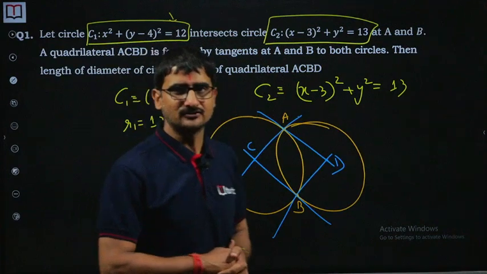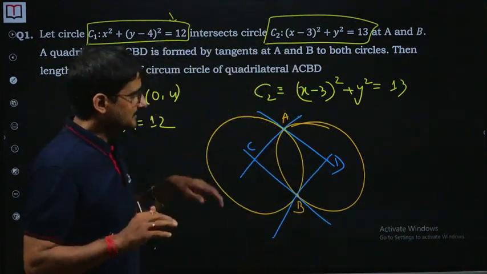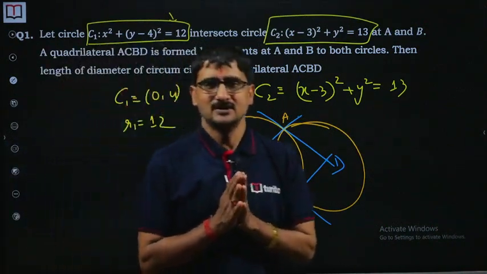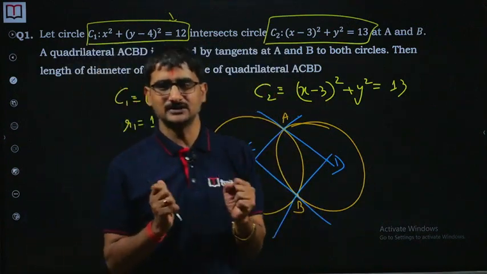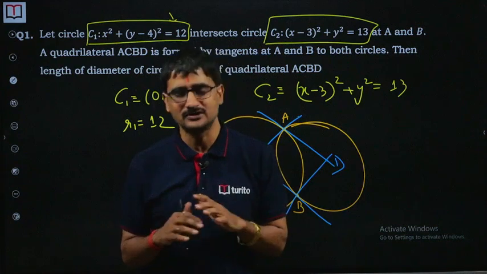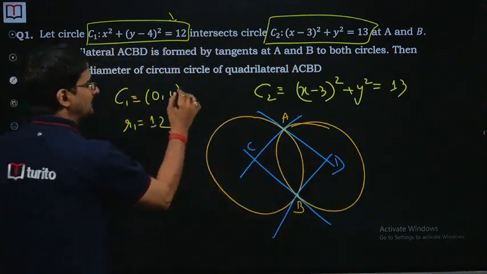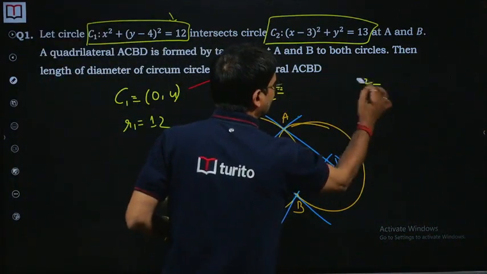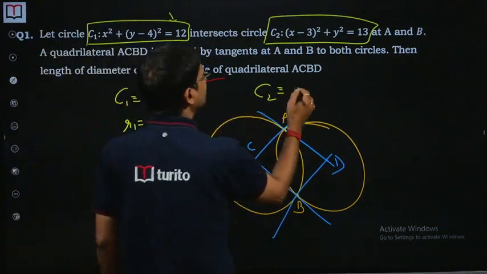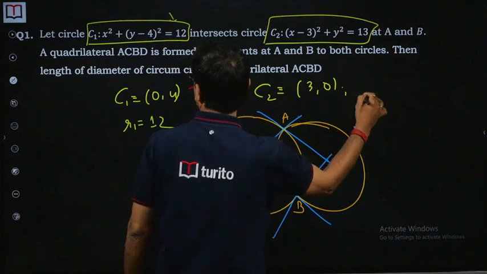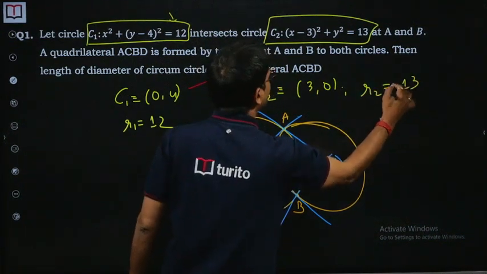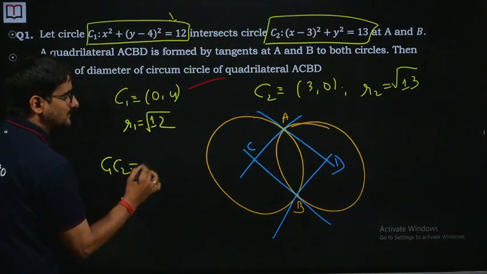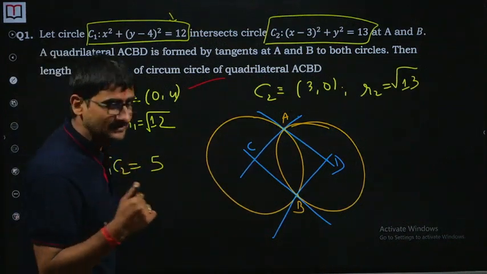When I started solving this question, the first thing I tried was, can we find any special relation between the circles? That's one thing I always try before moving ahead, thinking in terms of some general relation or general result. So that's the center and the radius. The center is (3, 0) and the radius is root 13, and the other radius is root 12. Now, what is the distance between centers C1 and C2? It's 5. The distance between the centers is 5.